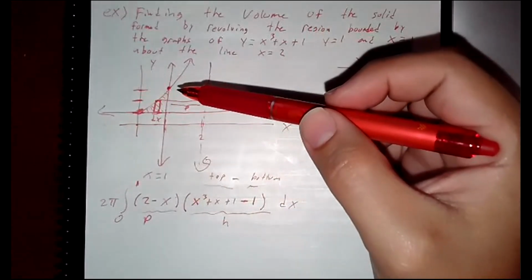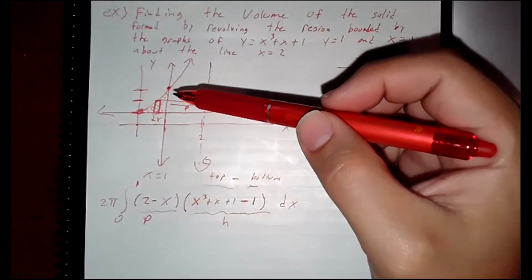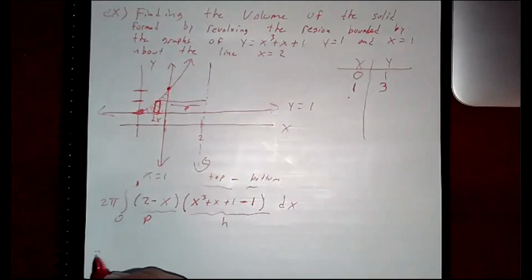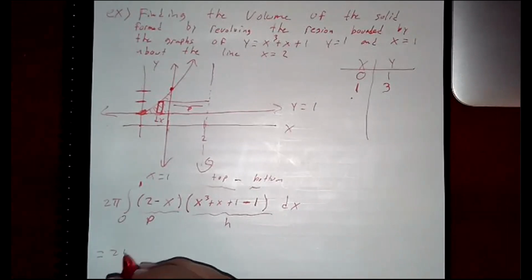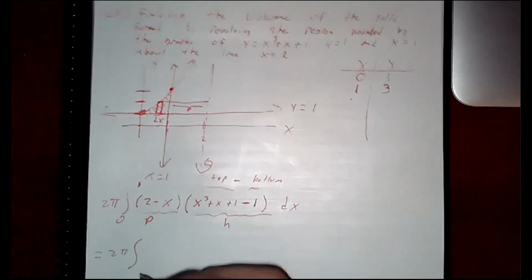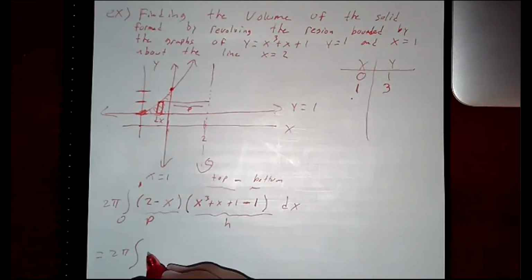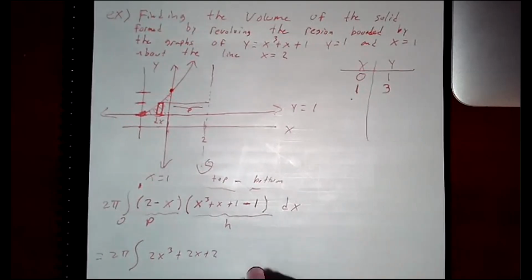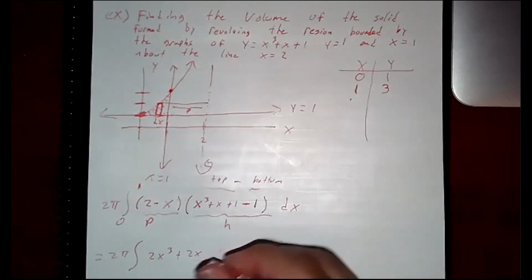Okay. All right. I'm understanding now. Right, so then we just do the easy part now, right? Integrate this stuff. So multiply all this out. That should give me 2x cubed plus 2x plus 2. Actually, that 1 would cancel.